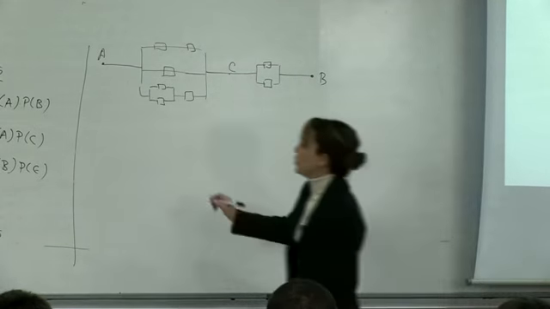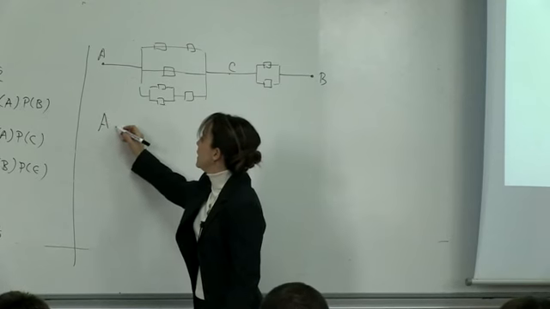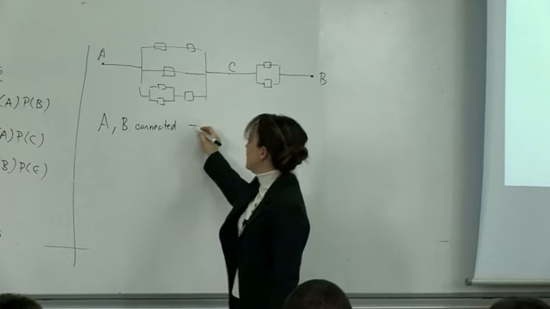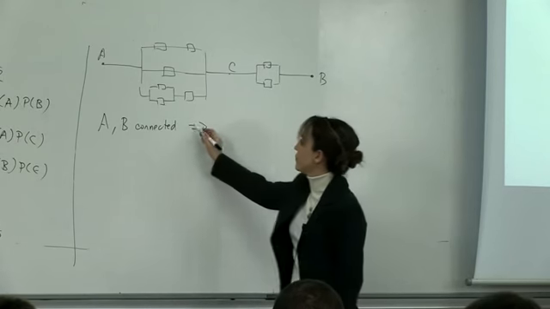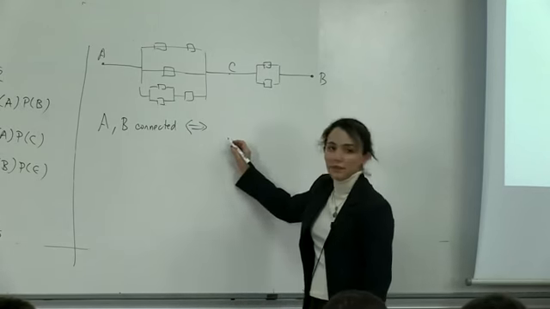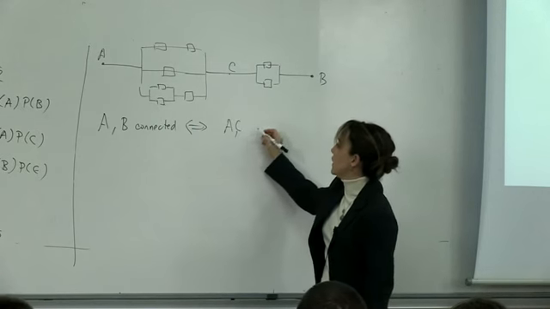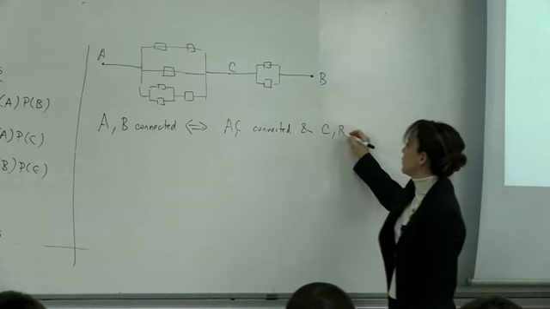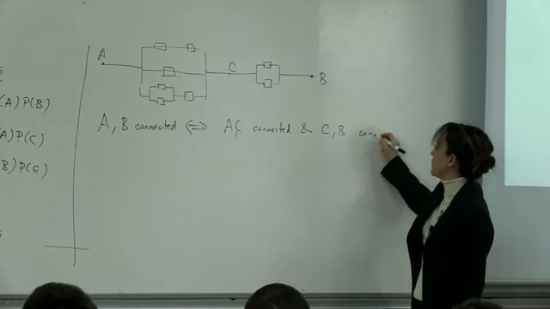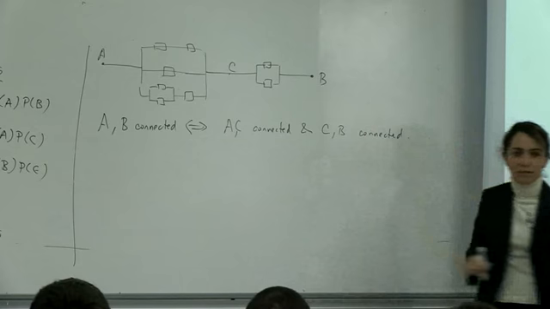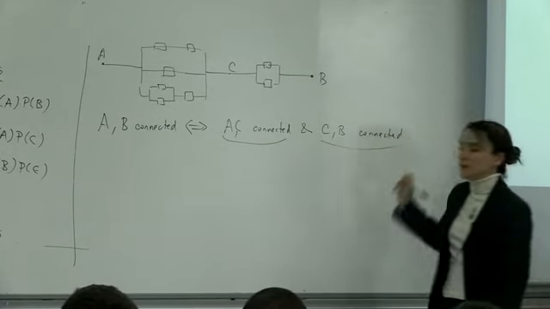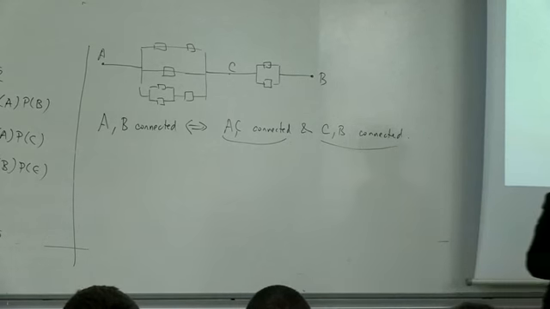Okay? So, A and B are connected if and only if A and C are connected and C and B are connected, right? So A and C must be connected and B and C must be connected. Are these two events independent?